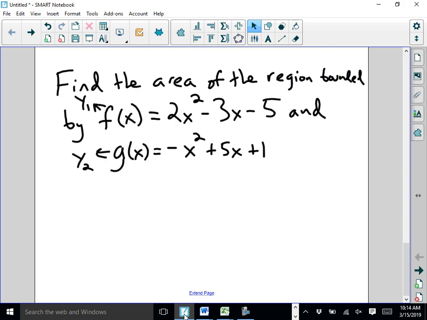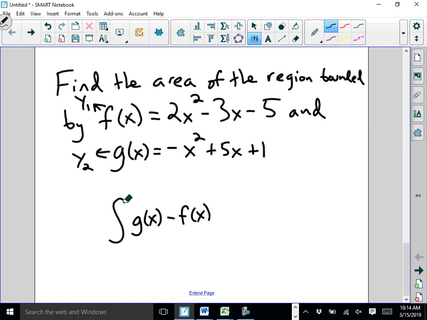Okay, so I know setting this up, I know right away that I'm going to be doing the integral. Since I know y2 is on top, it's going to be the integral of g of x minus f of x dx. And when I do that on my calculator, it should give me a positive number. Now, if you end up with a negative number, you've probably thought wrong, and it was actually the other way around.